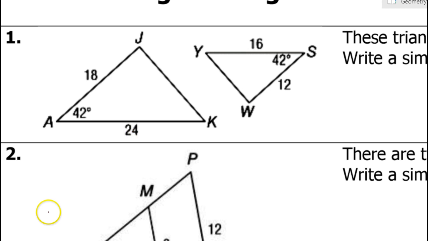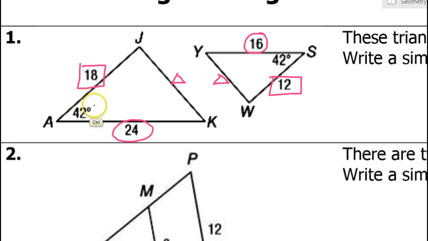It's not wanting to draw for me. Hold on. 24 is the bigger side and 16 is the bigger side. So those must be corresponding. And then we have the 18 and the 12, which must be corresponding. Which by the way, of course, means that this side and this side must also be corresponding.